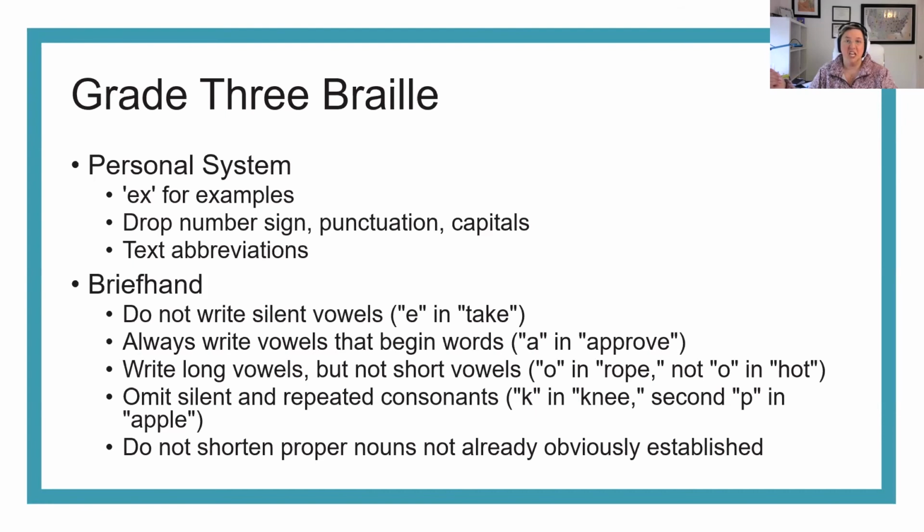You just write HT. You would omit silent and repeated consonants, like remove the K in knee or the second P in apple. And they remind people not to shorten proper nouns unless you already have established what that proper noun is. So if you've always abbreviated it in a certain way, then you can keep using it. But if you're not quite sure, that's one that you should take the time to actually write. So it's just another way to utilize your Slate and Stylus. And of course, you could do these things with a Braille writer as well.